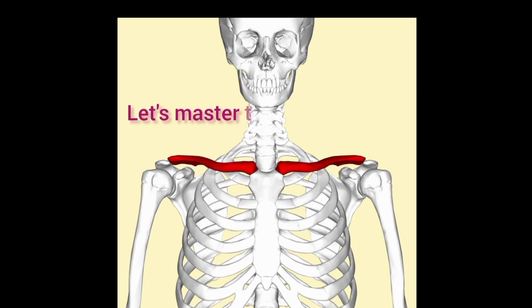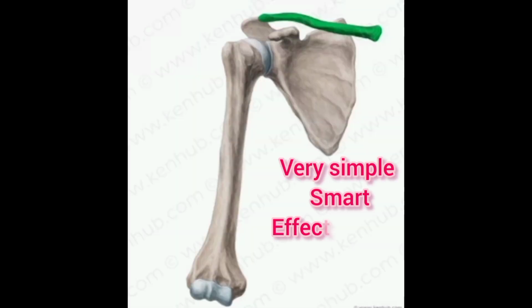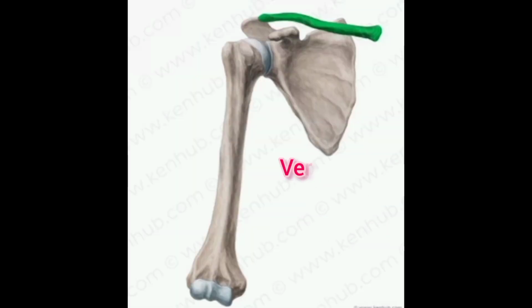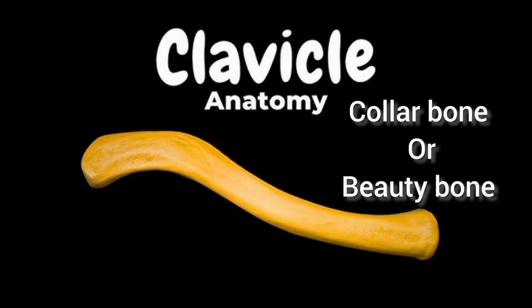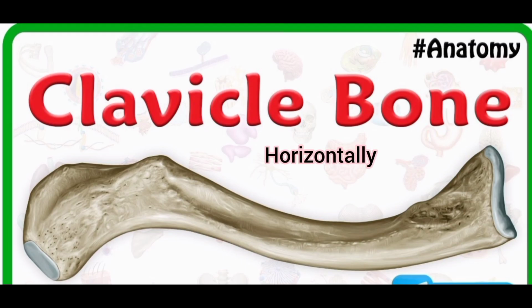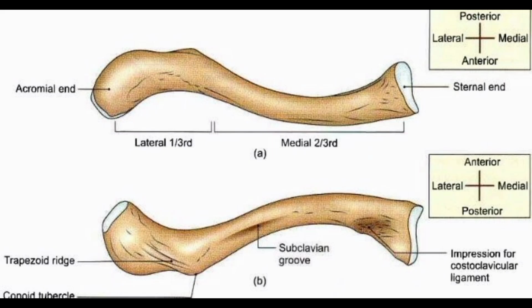Future doctors, let's master the clavicle bone in a very simple, smart and effective way. Clavicle is a bone of the upper limb, which is also known as collarbone or beauty bone. It is placed horizontally in the human skeleton system. It is basically divided into two parts. One is the medial end, which is also known as the sternal end, and the second one is the lateral end, which is also known as the acromial end.